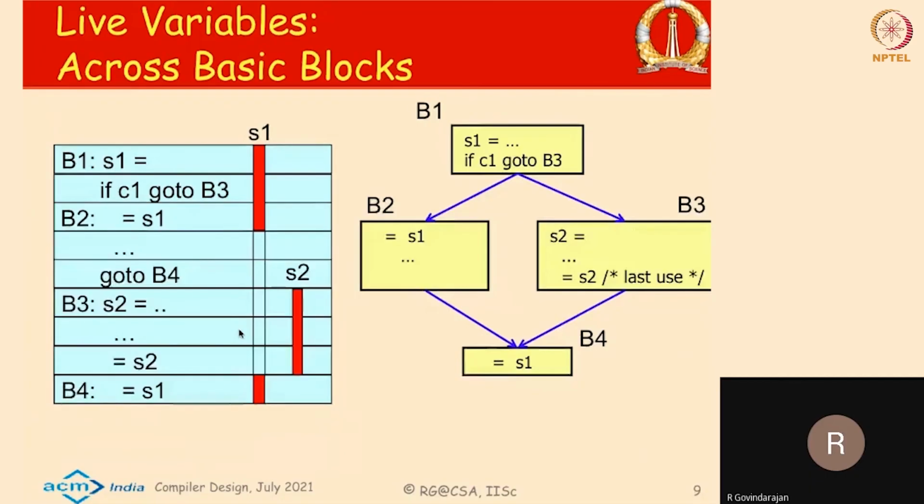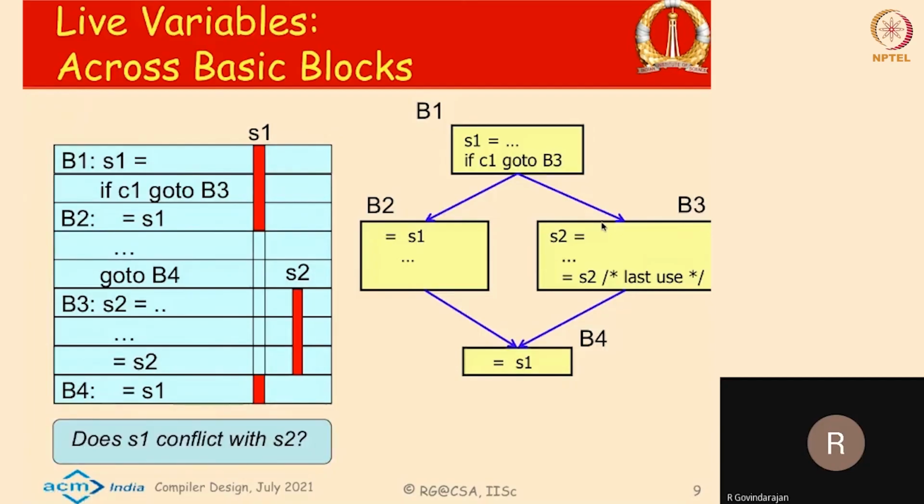I'll give you one last example before we close. Here is another example where the S1 variable has a last use over here, and S1 is not being used in this basic block at all. Now, how would this live range look? Okay, we'll come to this conflict question a little later on.